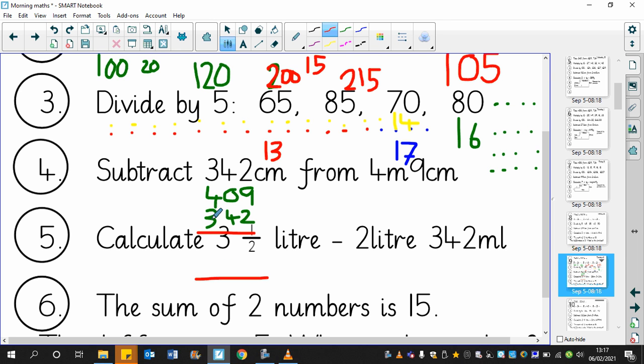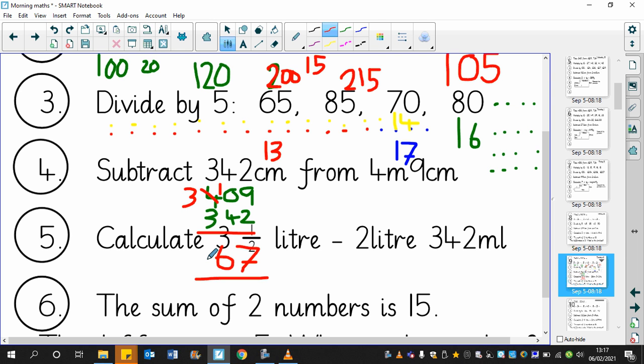Right, so 409 take away 342. Well, 9 take away 2, well, that's 7. That's nice and easy, isn't it? 0 take away 4, we cannot do. So that becomes a 3, and that becomes a 10. And now it becomes 10 take away 4. Well, we can do that. 10 take away 4 is 6.